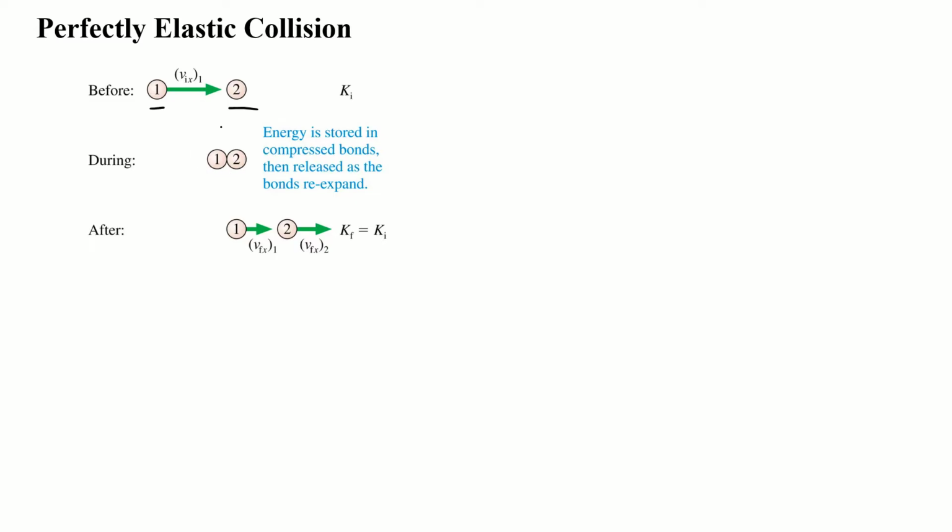During the collision, this is a perfectly elastic collision, so all this kinetic energy at the start is converted into some potential energy. Then afterwards, the kinetic energy is back. All that energy is transferred back into kinetic energy. And now we have object one moving with some final velocity in the x direction, and object two moving with some final velocity.